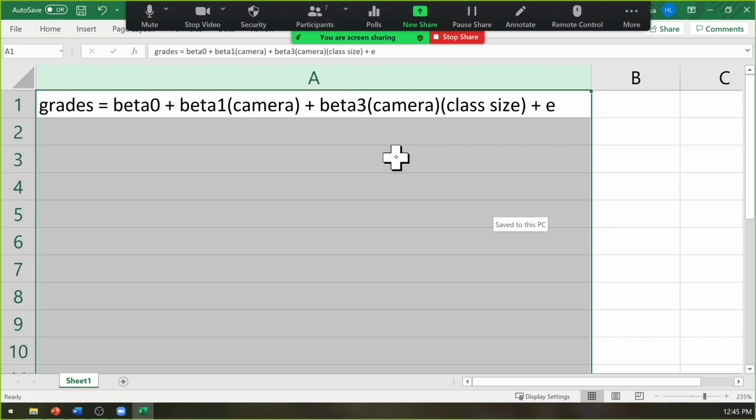We need that main effect of class size, right? We do need the main effect of class size. The interpretation of beta 3 as the interaction term is only valid if we have the main effect of class size in the model. Otherwise, we're assuming that it's perfectly zero. So I'm going to stick that in there: beta 2 times class size. There we go. So that looks like a model. Now, in terms of the coefficients, we would say beta 1. Do we expect that to be positive or negative?